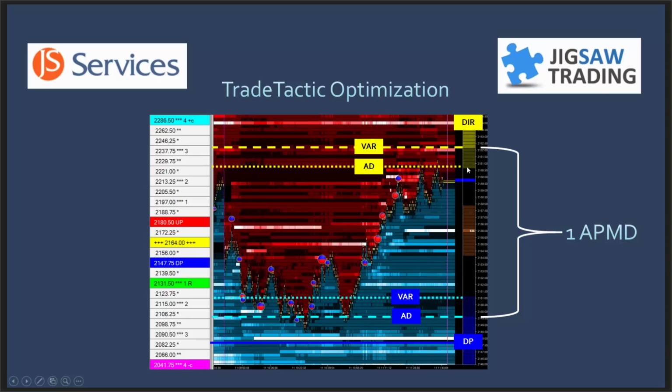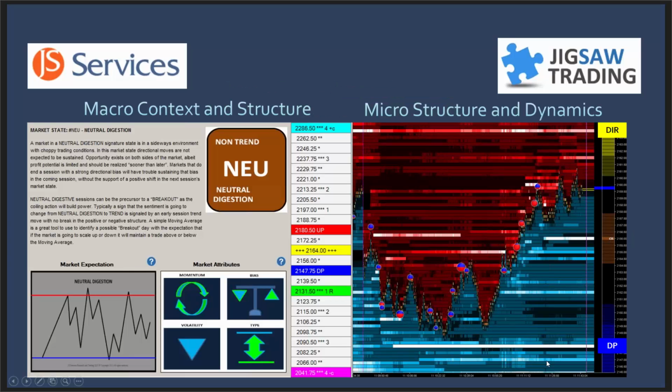And you can see on Jigsaw we've got shading here to identify the top of the alert distance, and then the start of the variance, and then the figure. And we have it all labeled. So here's an example of a market coming into a downside pivot area and then attaining a full APMD move.